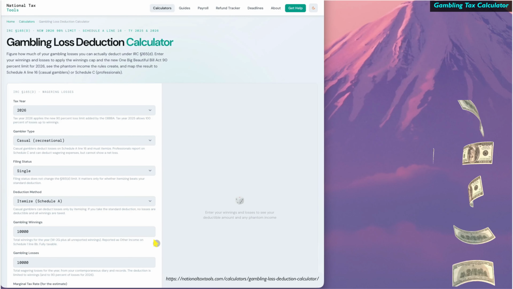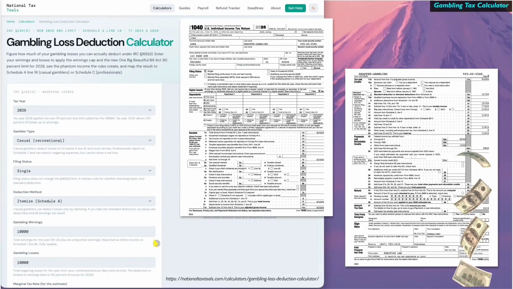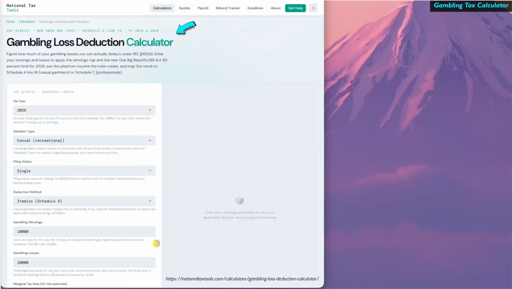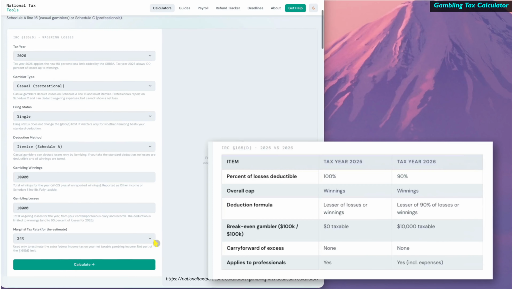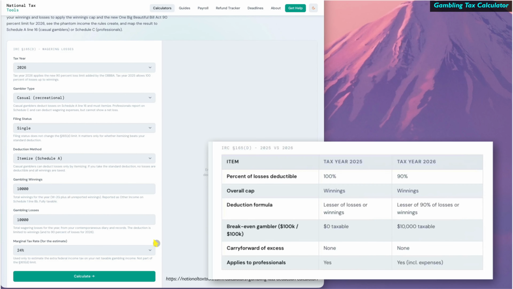Before tax time, you should periodically check how much you can expect to owe in gambling income tax at the end of the year. You can do that easily with the Gambling Loss Deduction Calculator on the National Tax Tools website. This calculator will show you the amount of tax owed and how much of your losses against winnings would be deductible for tax year 2025 or 2026 based on your filing status, whether you're a professional or recreational gambler, and based on the amount of your winnings and losses.